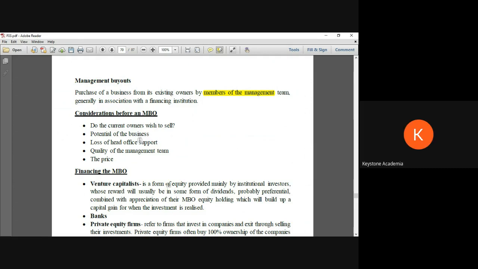And other considerations we might have to look at: firstly, do the current owners wish to sell? If you think from the management team side, and otherwise the potential of the business, will they be able to do it on their own? Because there will be no head office support now. Then the quality of the management team, are they capable of that? And the most important is the price, how they'll manage the price.